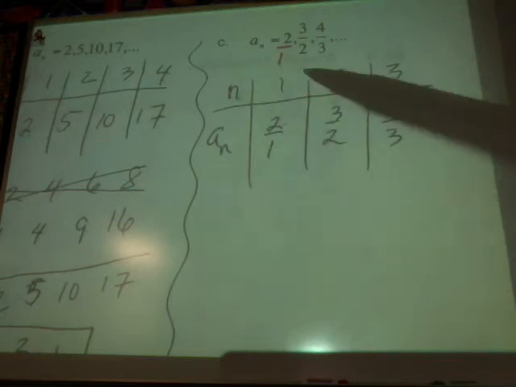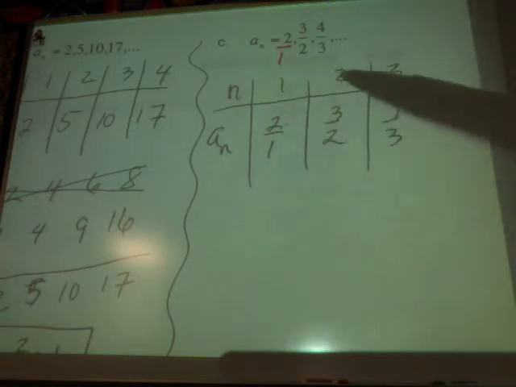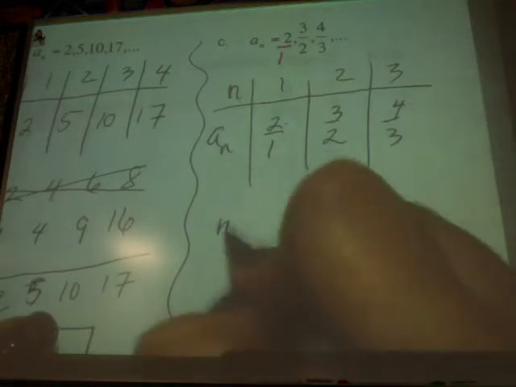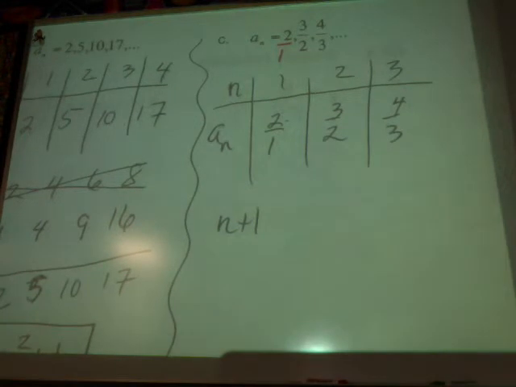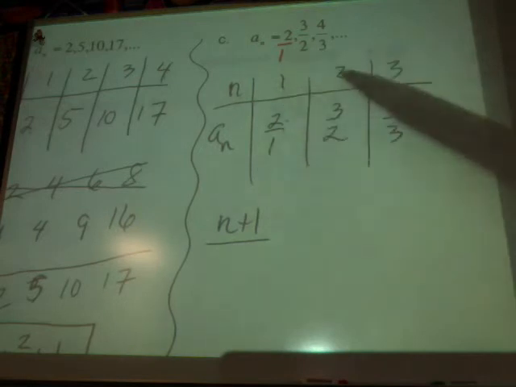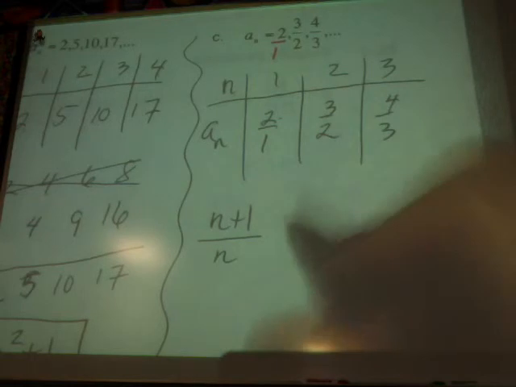If n is 1, how do I go from 1 to 2? Add 1. Does that work here? 2 plus 1 is 3. 3 plus 1 is 4. So could our numerator be n plus 1? Right? And our denominator, how do I go from keeping n again? Look at your denominator. What do you notice? It's n. So will that work?